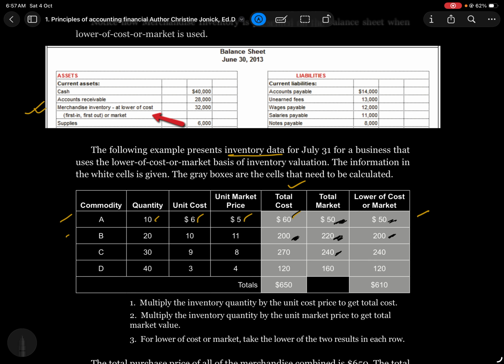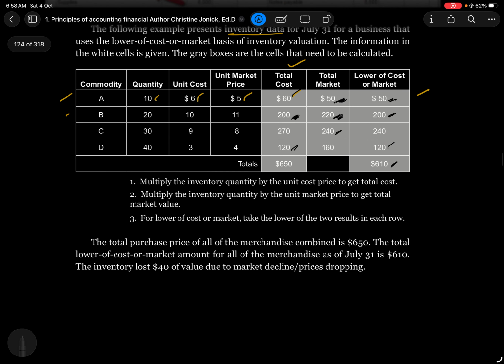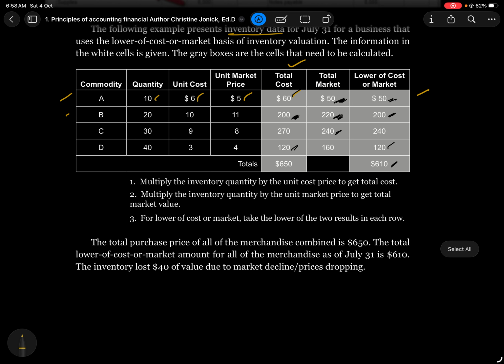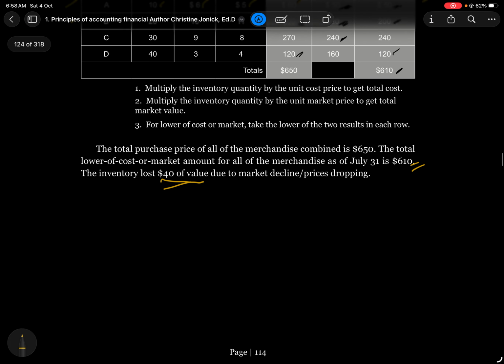So similarly 240 would be there, 120, right? So our total cost would be 16. Okay, our inventory valuation. So this is what we would report in the balance sheet as well. So inventory would be 610 and $40 would be our loss.